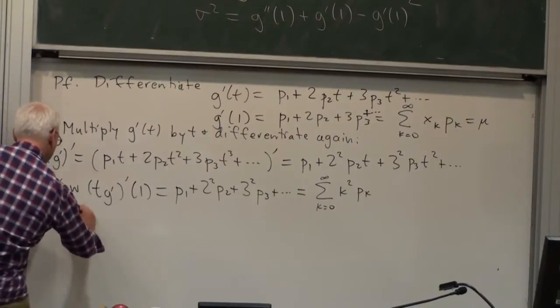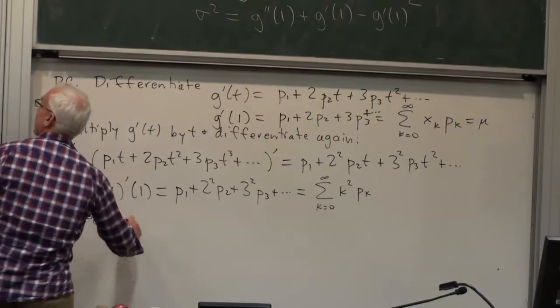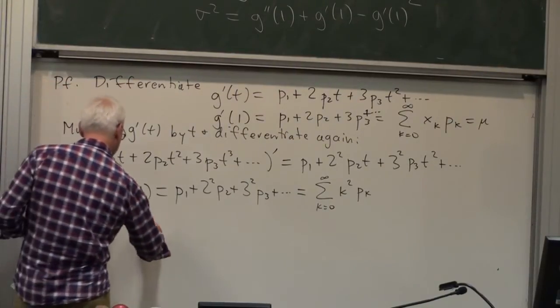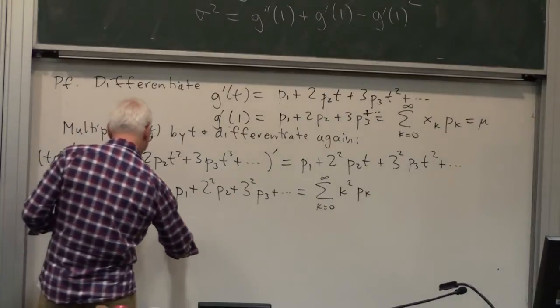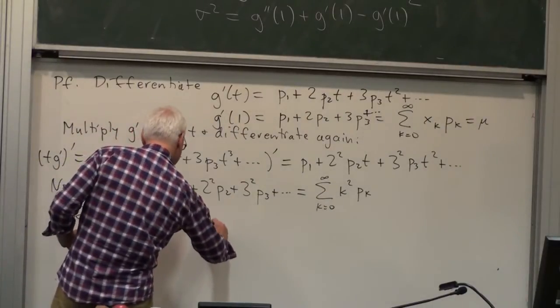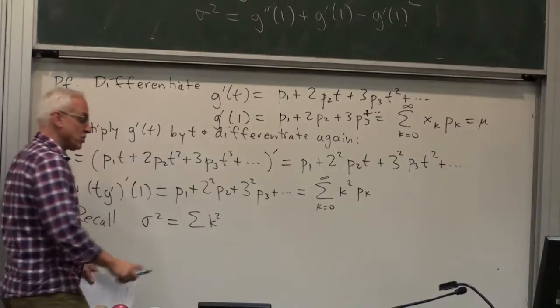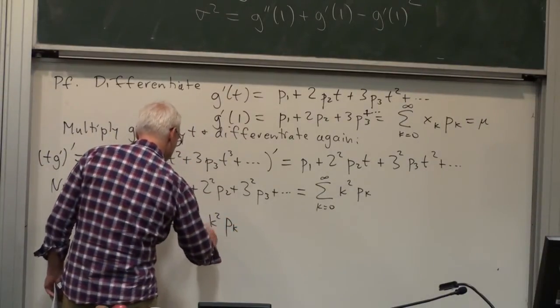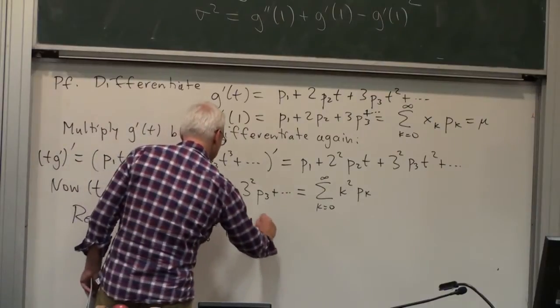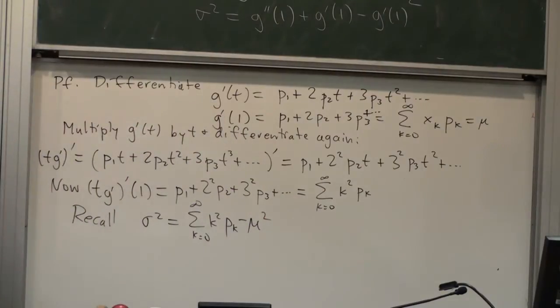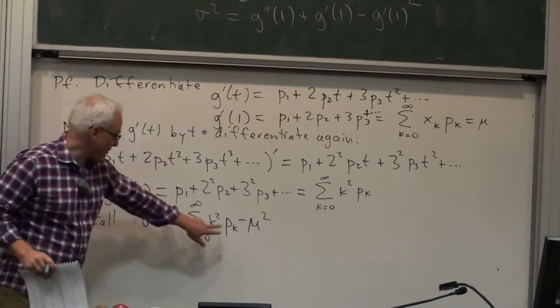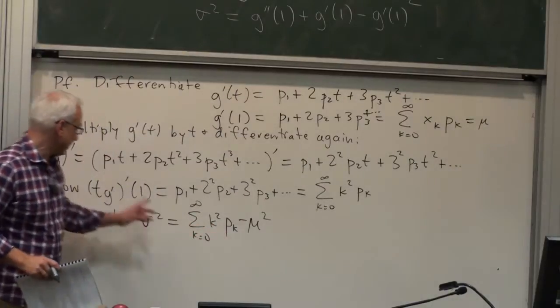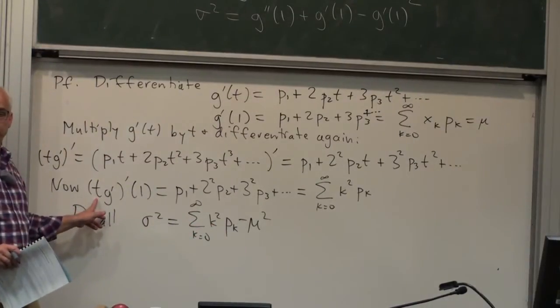Now recall that we started off by saying that the variance had this alternate form, that it could be written as the sum of the values squared times the probabilities minus the mean squared. So that's good, because that's exactly what we've gotten here. This first term is exactly what we just computed here.